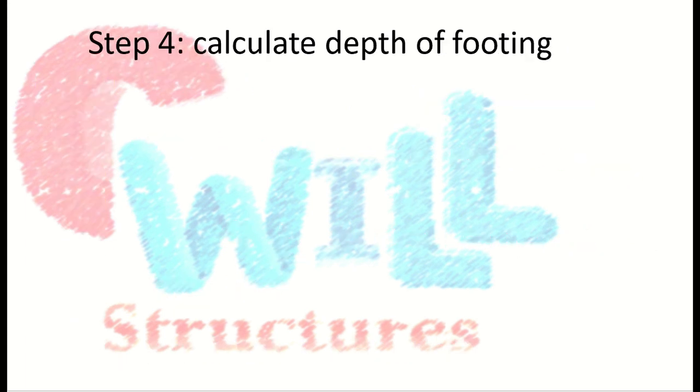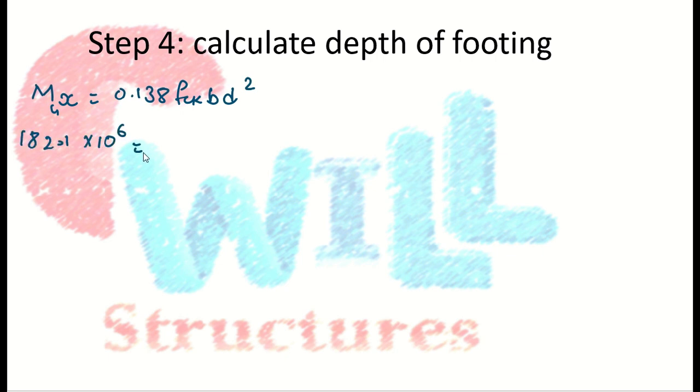Next step is to calculate the depth of footing. As we have already calculated our bending moment values for both directions, with the help of that bending moment value, we have to calculate the depth for both directions, right? Now I'm assuming here the balanced section. So let's write the formula for the balanced section. Here Mux is equal to 0.138 fck b d square. Mu we have determined here. Let's see the value. Mux is 182.1 into 10 raised to 6, and the unit is Newton millimeter.